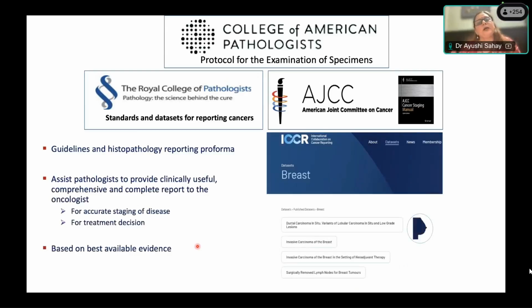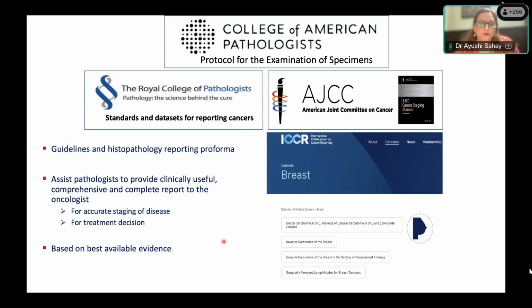And to help us pathologists in delivering a reproducible report which has the essential features which are required for managing the patient, there are a number of guidelines in histopathology reporting proformas from the College of American Pathologists, Royal College of Pathologists, the AJCC, and most recently the ICCR, International Collaboration on Cancer Reporting, which has combined a lot of these guidelines into one single document.